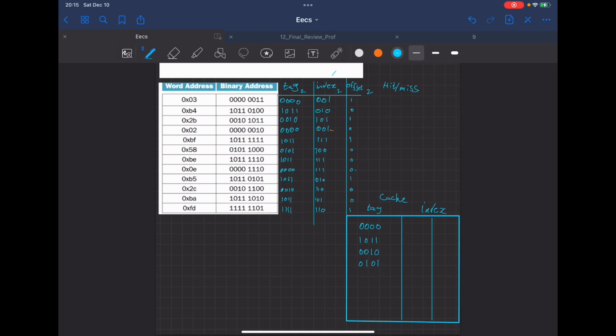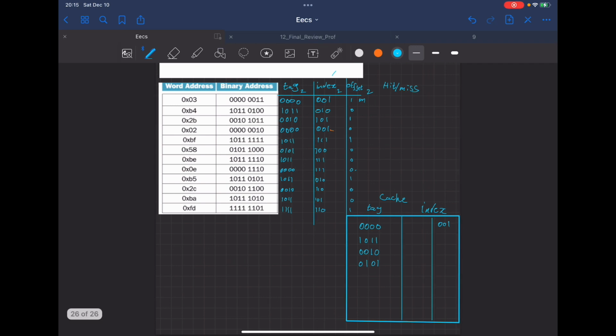All right, let's begin. 0, 0 is empty, so we can write 0, 0, 1. Okay. And it's a miss. Next we have 1, 0, 1, 1, which again is empty. Actually, I should write it here because its offset was 1. So it's going to be 0, 0, 1, right? And me writing it here or here does not matter.